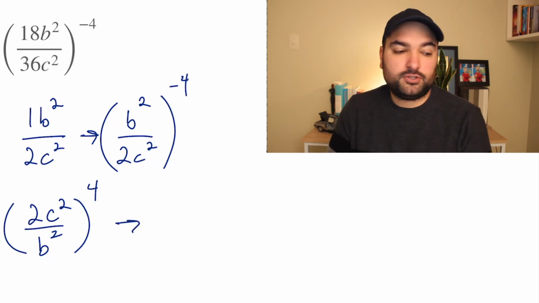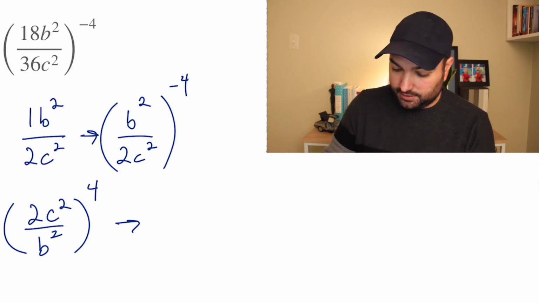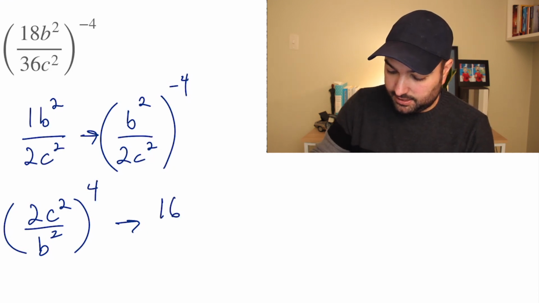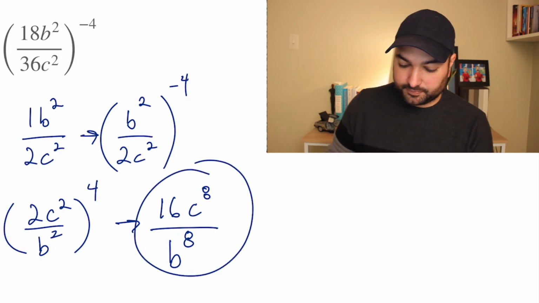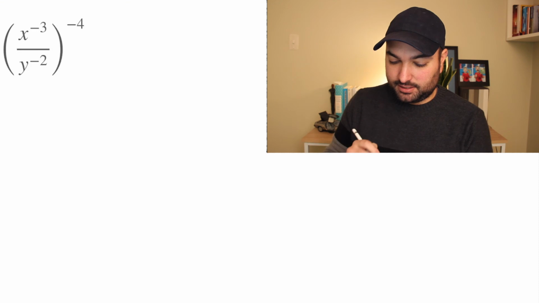Now, 2 to the power of 4 is 16, so we'll have 16, and c^8 over b squared to the power of 4 is b^8. And this is our simplified answer. Last one for this simplification.